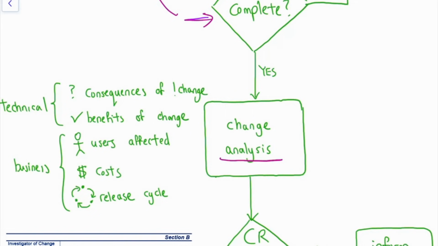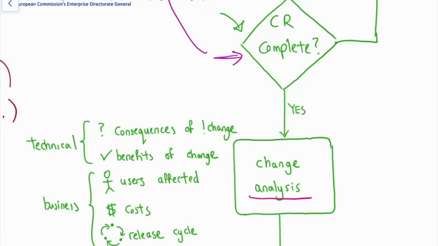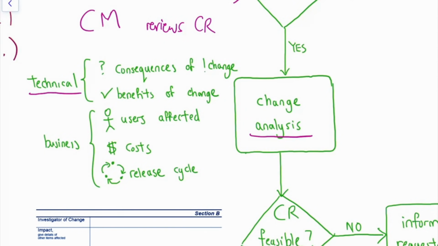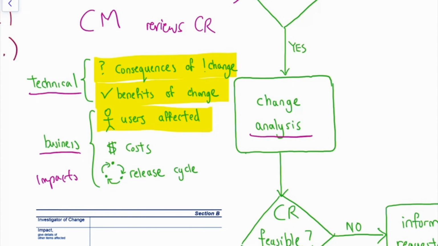And this analyzing of the change is normally done by somebody known as the change manager. The change manager will do this reviewing of the change request. What is in this review process is that it involves looking at both technical and business impacts, which consists of examples like consequences of change, benefits of change, who is being affected, and what type of users are being affected, the cost involved to develop this change, as well as how it impacts your release cycle.